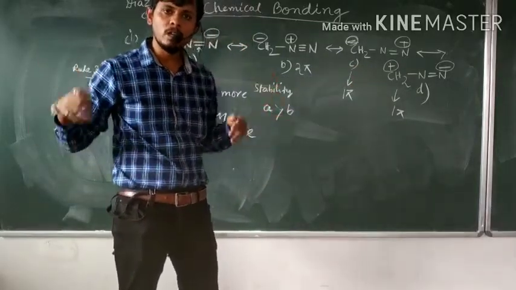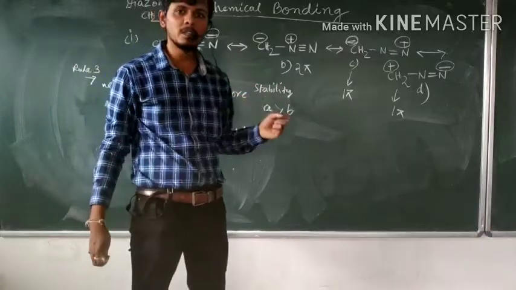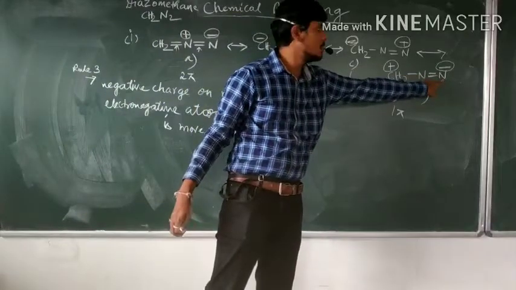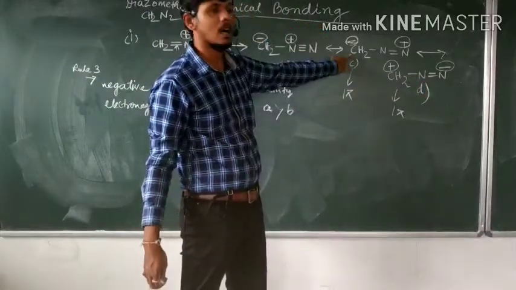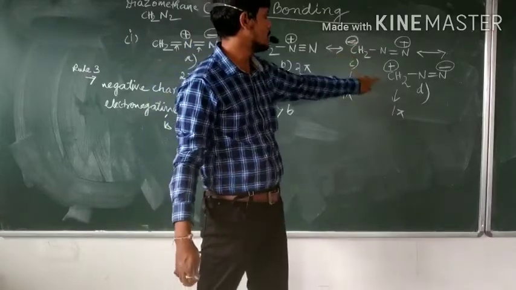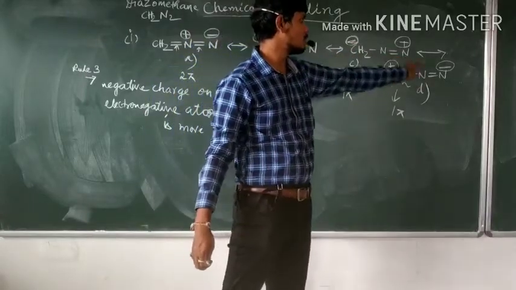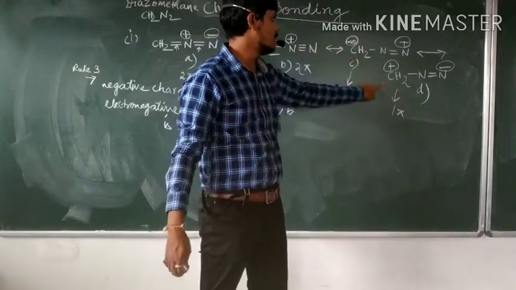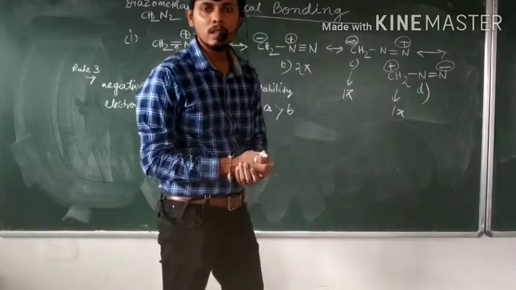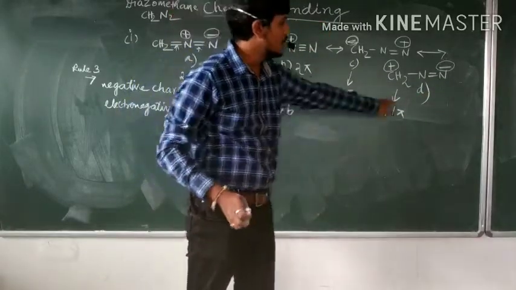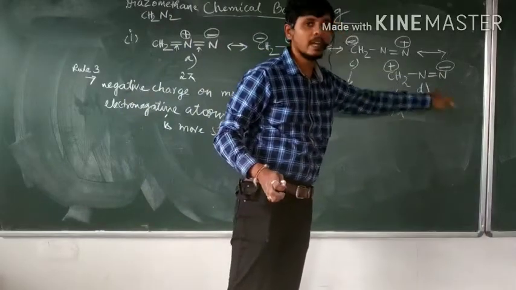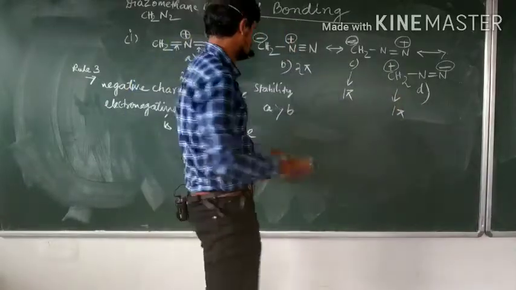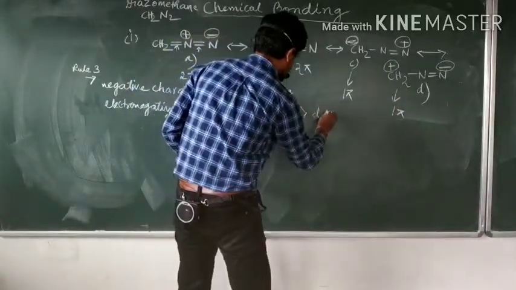Again, I move to the third rule, which tells me that negative charge on the more electronegative atom is more stable. In C, the negative charge is on carbon; in D, the negative charge is on nitrogen. Since nitrogen is more electronegative, nitrogen will bear the negative charge easily. That means D is more stable than C. So after B I have D, after D I have C.